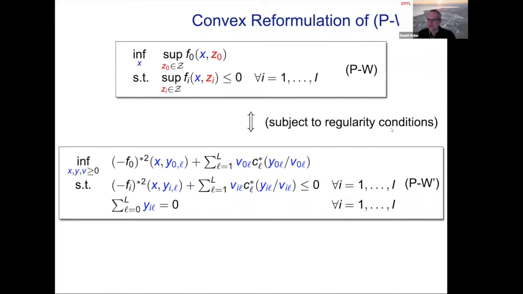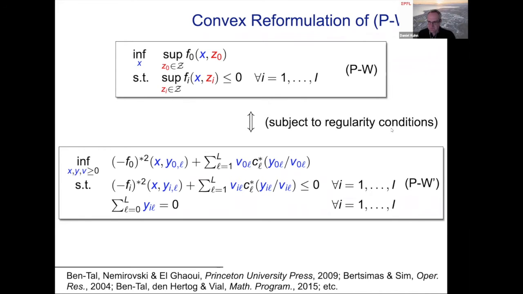So to show that the optimal values of the two problems coincide, we need an additional, but actually purely technical, Slater or boundedness condition. But what's important here is that this convex reformulation of the robust optimization problem PW generalizes and actually unifies many classical reformulation tricks that were developed for more restrictive classes of robust optimization problems.